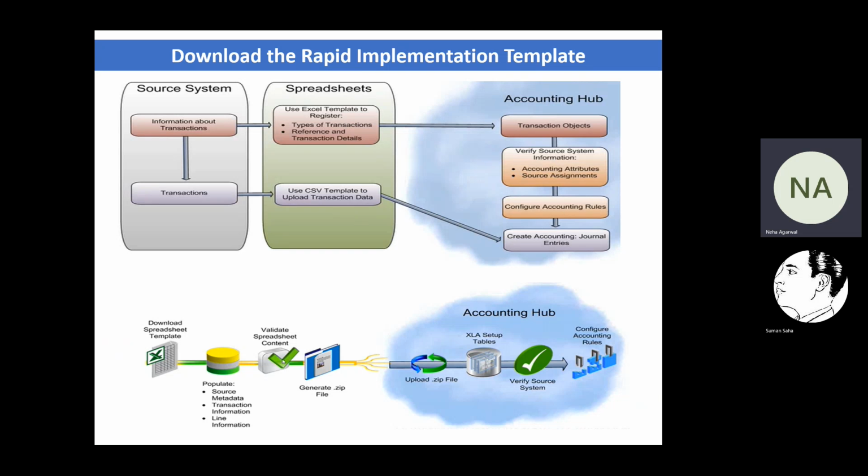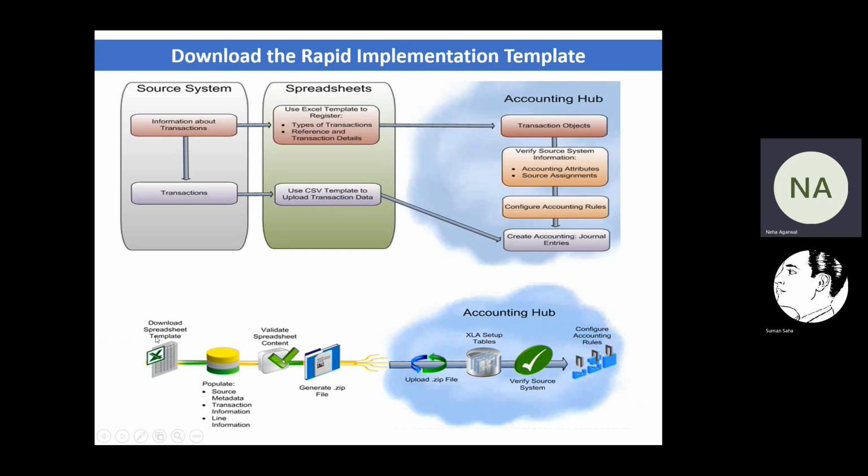Once the source system is analyzed, to register it, we download the spreadsheet and open that Excel spreadsheet to upload the source system. There are three worksheets in that: the source system, the transaction information, and the line information. When the spreadsheet is downloaded, we have the source metadata, transaction information, and the line information details over there. Once we have populated the data in that spreadsheet, we validate the spreadsheet content. If there is any error, we again fill those details and then we generate the zip file.